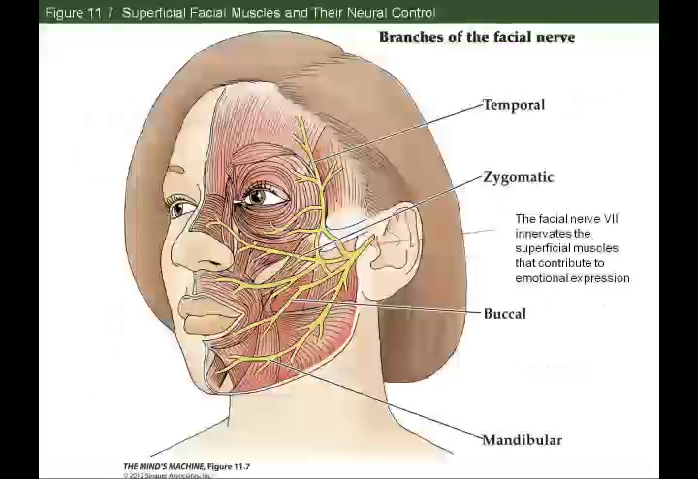So the muscles around the eyes, the forehead, the mouth, all of that is going to be indicative of a facial expression and is going to be telling of what emotion the person is having.